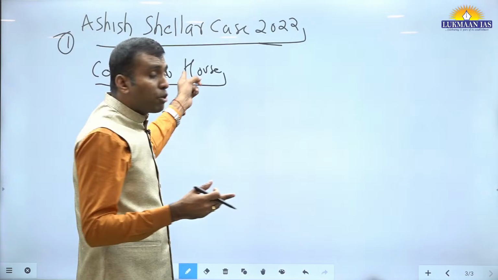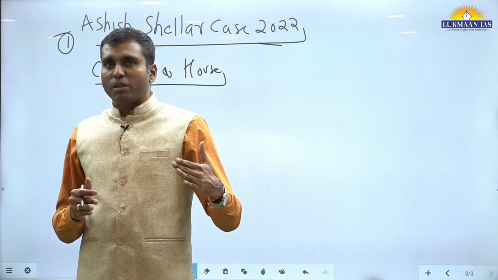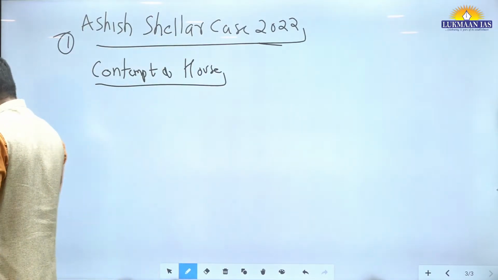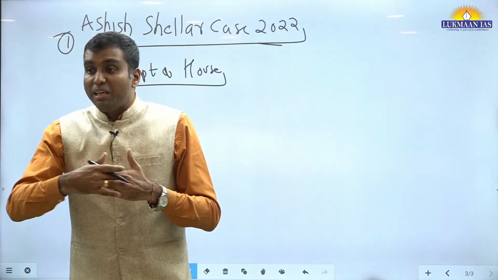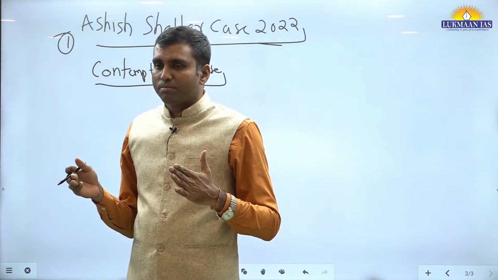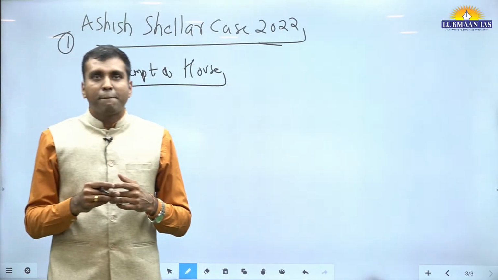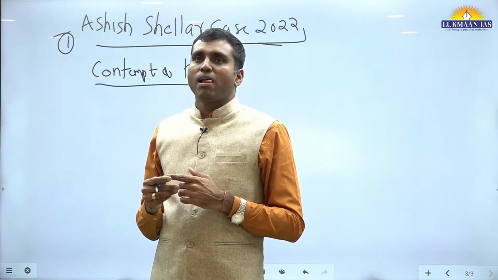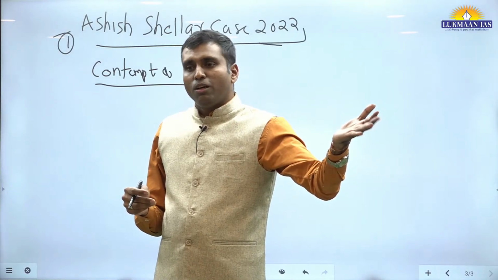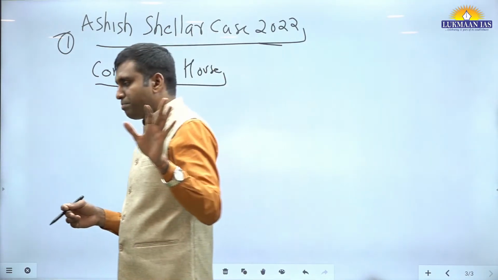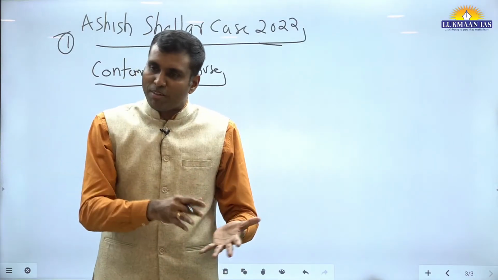Second one. Contempt of House and breach of privilege. The fundamental difference is this. A contempt of House is an action of an individual, member or non-member, which impedes or obstructs the functioning of the House. Breach of privilege is those actions which undermine the authority, dignity of the House. Every breach of privilege may not be contempt of House, and every contempt of House may not be breach of privilege. This is number one.